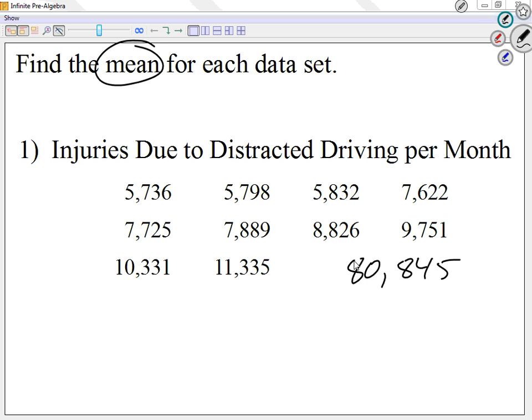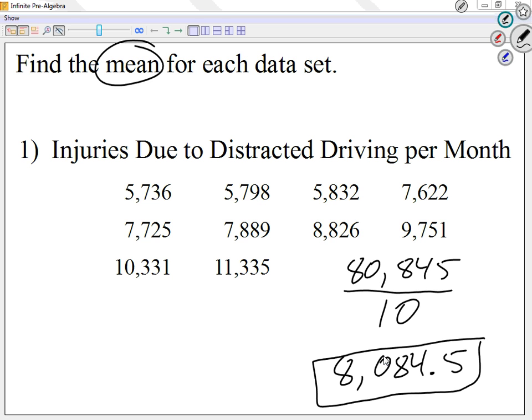I added everything, and I'm going to divide this by how many numbers I have. There's 10 numbers, so let me divide this by 10. 80,845 divided by 10 gives me 8,084.5. Okay, just divided by 10. So the first 10 questions are only find the mean.